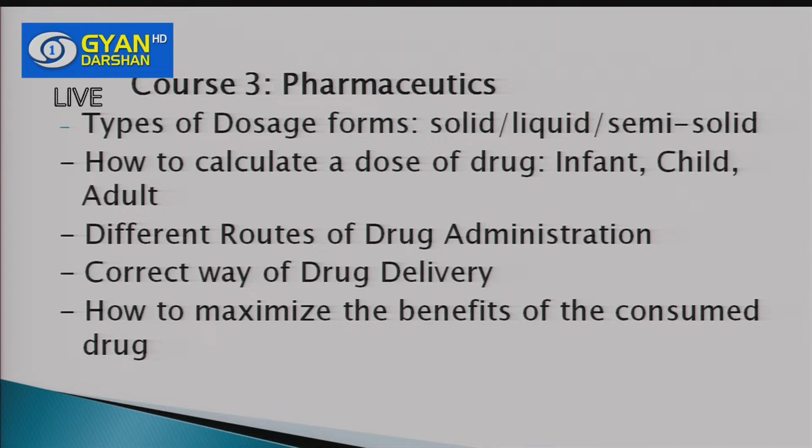Like for eye flu, nowadays we are seeing that a lot of eye flu cases are coming, so we require ophthalmic preparations which are sterile and isotonic in nature, and these drops have to be put in the eyes directly. So what are these various kinds of dosage forms? This particular course gives you an idea about all these different types of dosage forms and how we can calculate the dose of a drug.